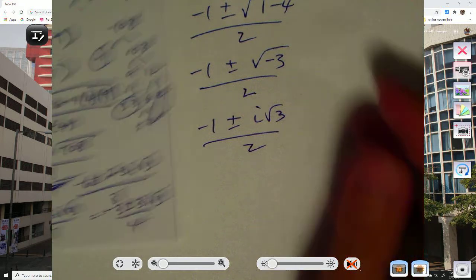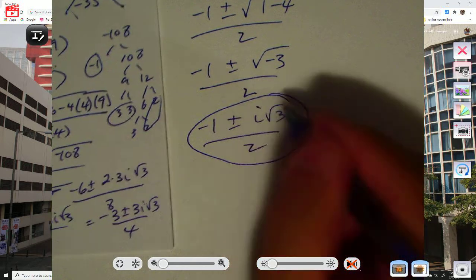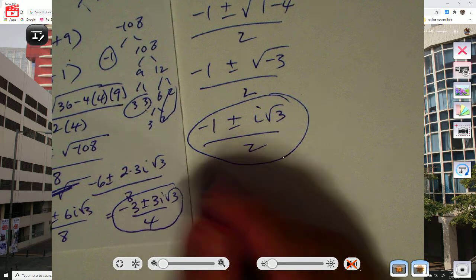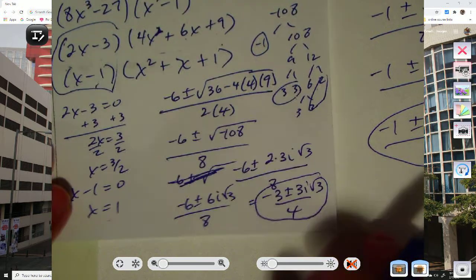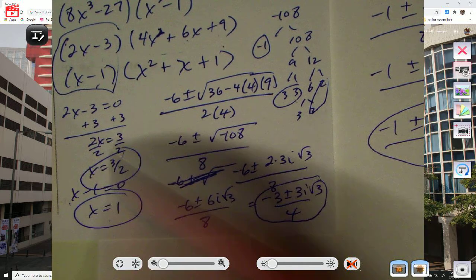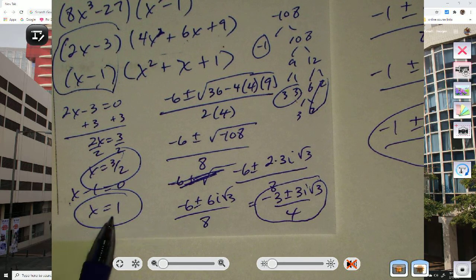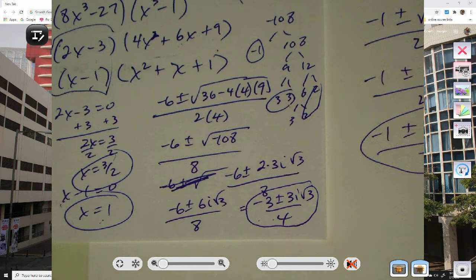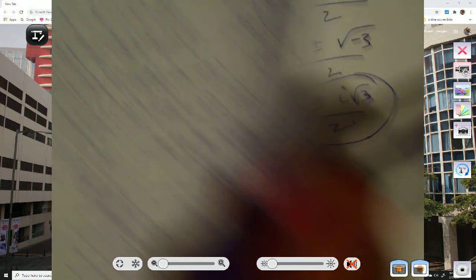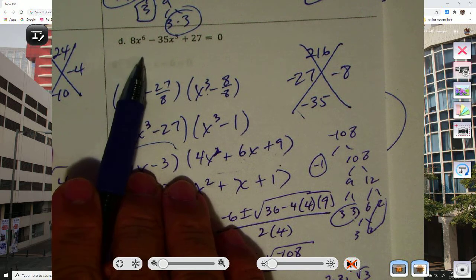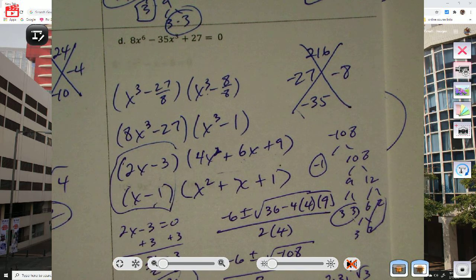We have these two here, these two here, right? And then we had the x equals 1 and x equals 3 halves. So that's 1, 2, 3, 4, and 5, 6. That's 6 answers for this 6-degree polynomial. And yeah, there won't be a lot of those, but there'll be some of those. Okay? Alright, that's it. Good luck.